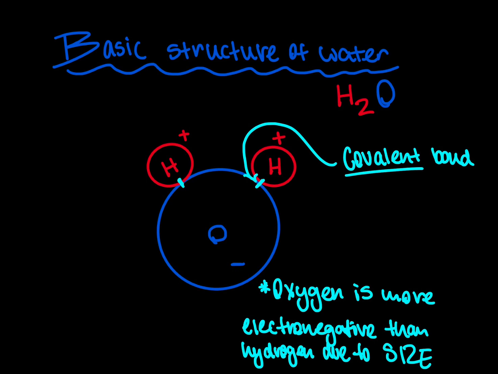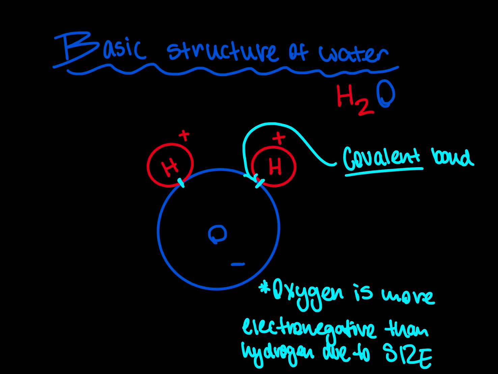So the oxygen atom is attracted to the hydrogen atoms, and the hydrogen atom stays there due to oxygen having a negative charge and hydrogen having a positive one. The bond that holds this together is known as a covalent bond. Now the reason why oxygen has a negative charge is because it is more electronegative than hydrogen due to its size, and that's why it's bigger in diagrams and drawings. And because of its size, it has a tendency to pull more electrons towards it.